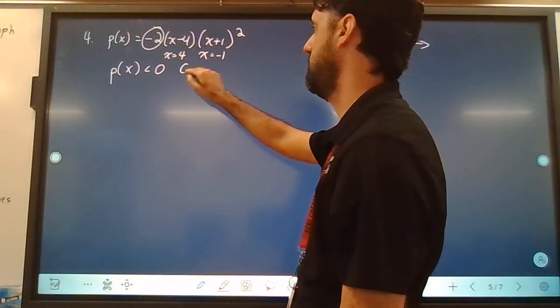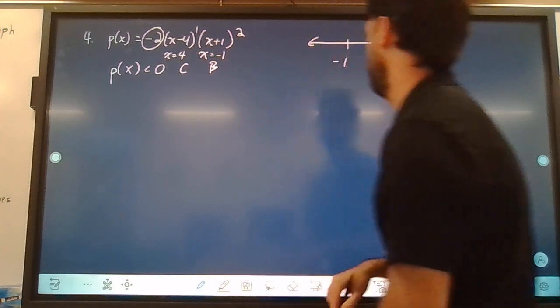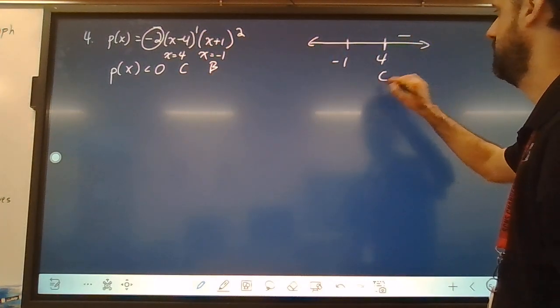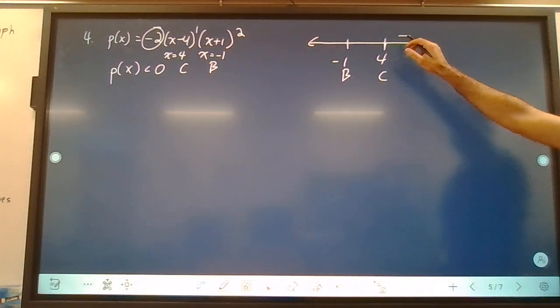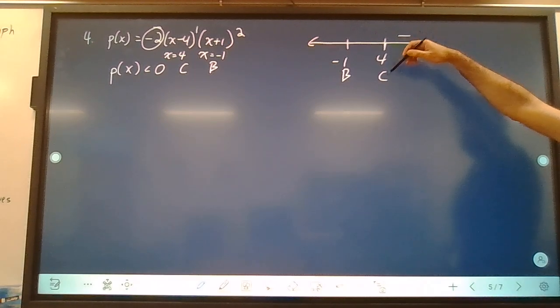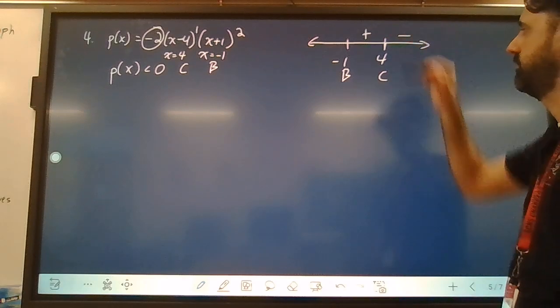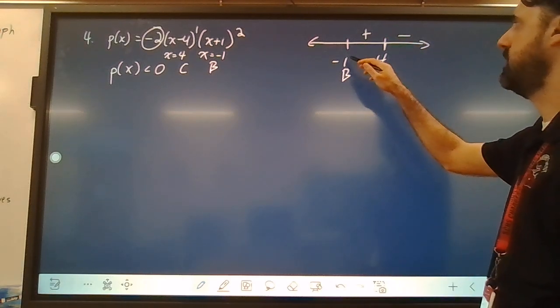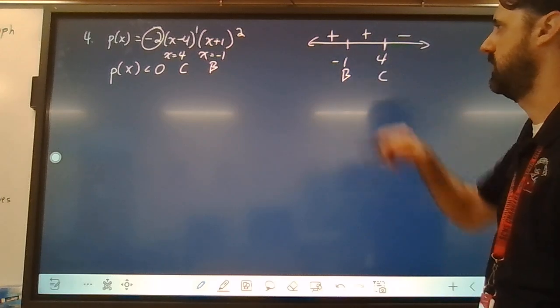4 is going to cross because it had an odd exponent. -1 is going to bounce because it had an even exponent. So the graph will cross at 4, it will bounce at -1. So if to the right there's a negative, the graph is going to cross. That means it changes signs at 4, and we're going to put a plus here. If it bounces at -1, the sign's positive here, so it's going to be positive right here as well.